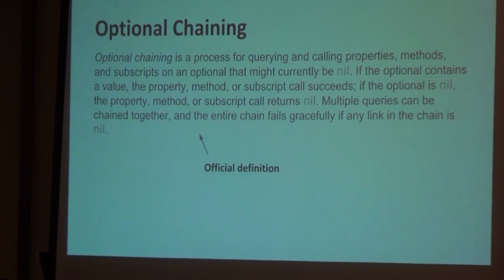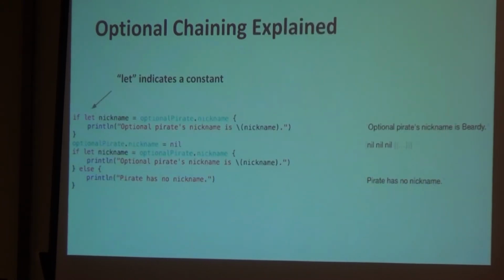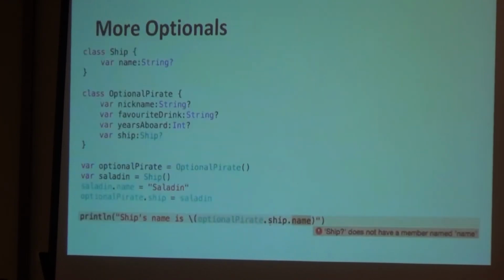The second method is optional chaining. Again, the official definition is pretty lame. Yeah, doesn't tell you anything. So let's skip to the real world example. So basically, optional chaining means that we introduce a new variable and wrap all that in an if statement, and basically we use that variable or optional variable inside that if statement. So we see in the bottom example here that if a pirate has a nickname, we just display it, else we do something else. So this is optional chaining.